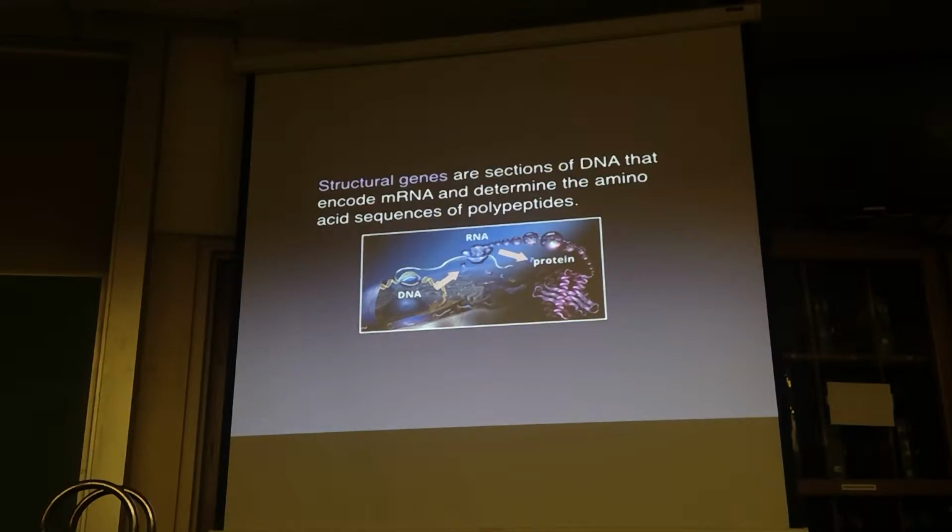But not all genes do that. So structural genes do. And there's a relationship between the term structural gene and the term cistron. Remember we talked about polycistronic versus monocistronic? So a structural gene, again, is a section of DNA that's going to encode messenger RNA. That process is transcription, and then the messenger RNA is going to be used to build an amino acid sequence.